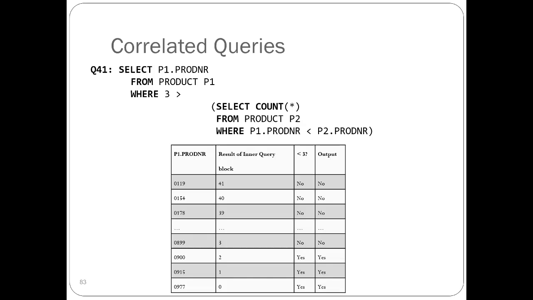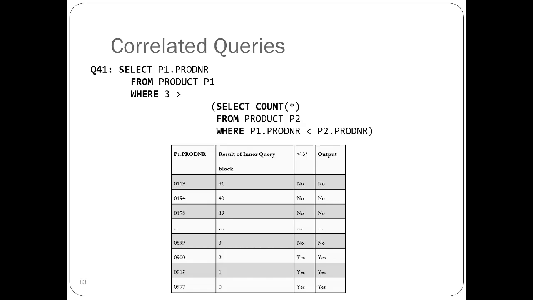For when you looked at the first product that has the product number 0119, this resulted in 41. Is 41 greater than 3? No. So that is not result and that is not returned. So first product number will not be listed. Let's look at the second product number 0154. Okay, so there are 40 other product numbers which are greater than 0154 and 40 is greater than 3, so that is not listed out.